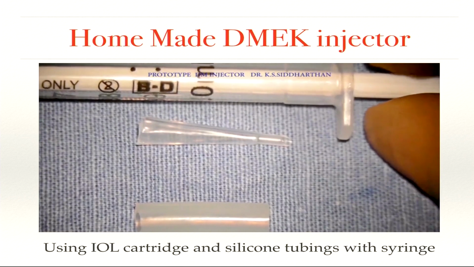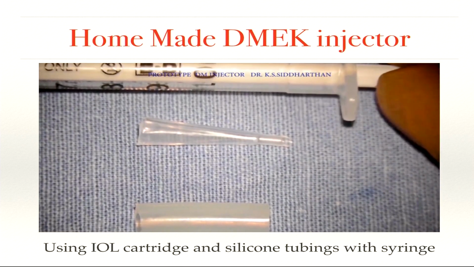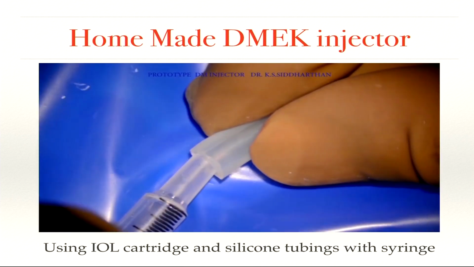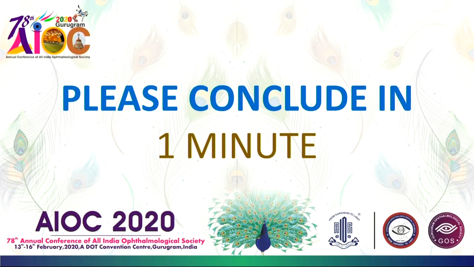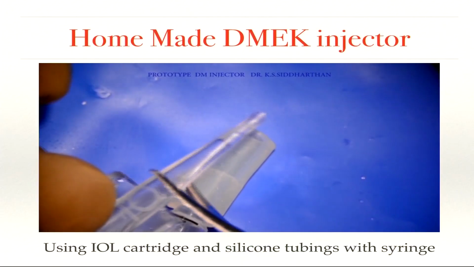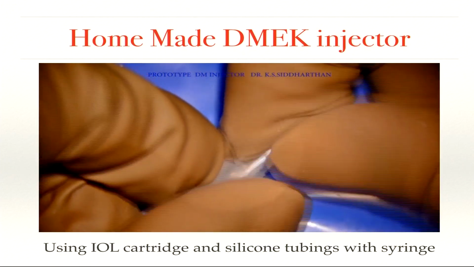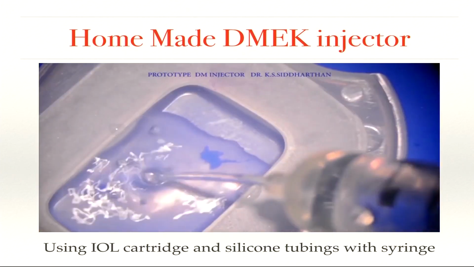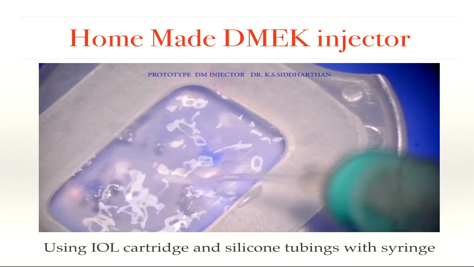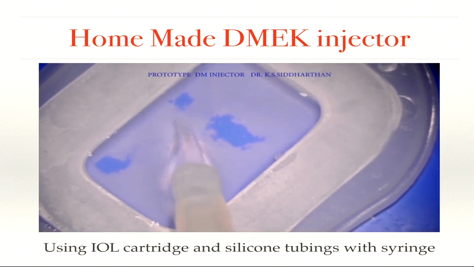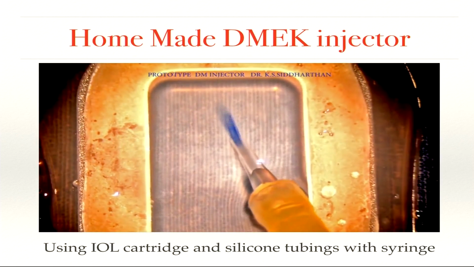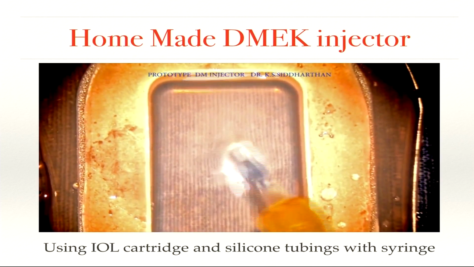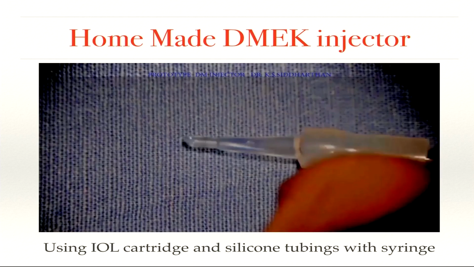This is a video I borrowed from Siddharthan in which he's using a homemade DMEK injector using an IOL cartridge and a syringe and some silicone tubing, like the normal IV tubing. So here he's using an Alcon cartridge, right? AMO cartridge, yeah. So he's detached the tip and then attached it to the silicone tubing on one end, and the other end is attached to the syringe, and you can just suck it into it. Very, very simple, and it does the job very well.